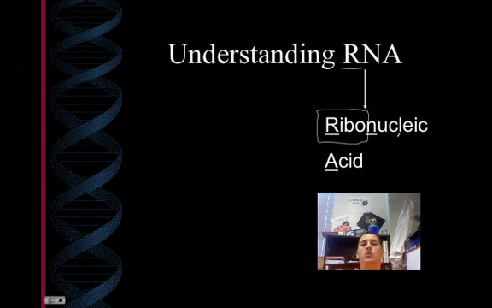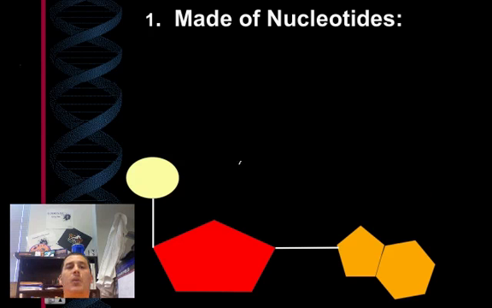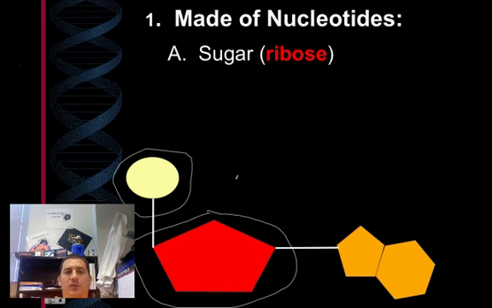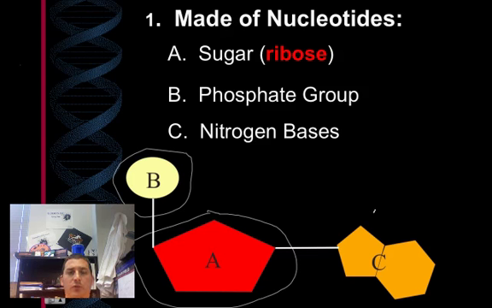So let's go back and review what makes up a nucleic acid. We learned that nucleic acids are made up of repeating nucleotides. A nucleotide consists of three parts. It consists of a sugar, in this case ribose. These circles, if you remember, are going to be your phosphate groups. And these right here, these little gold, marigold, whatever color you want to call them, are going to be your nitrogen bases. Just like in DNA, everything's going to be very, very similar. It's going to be the same shape, same colors, and so on and so forth.